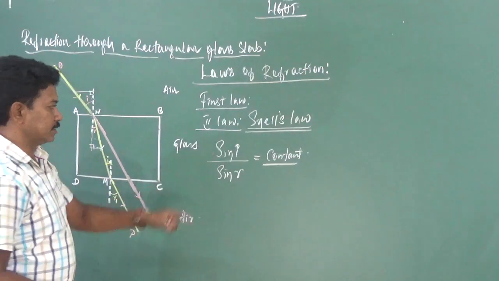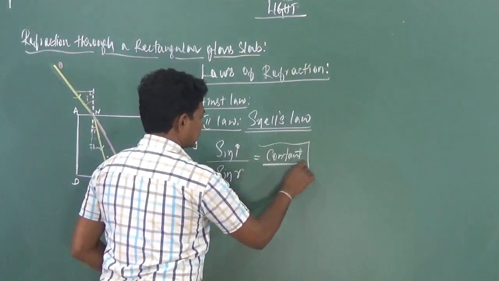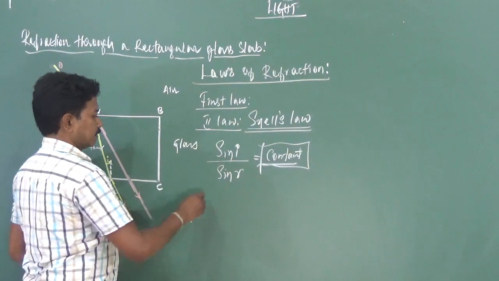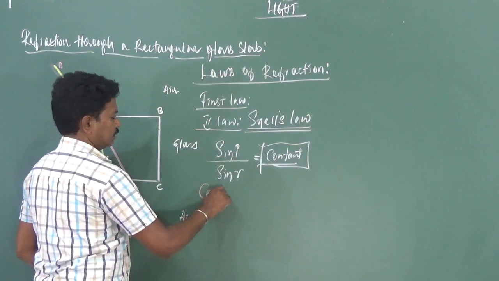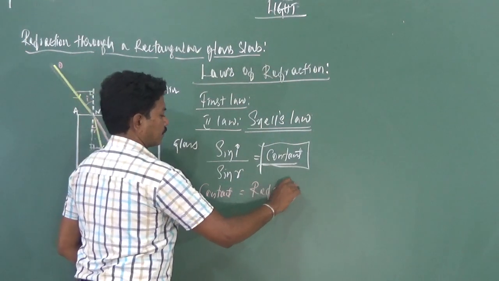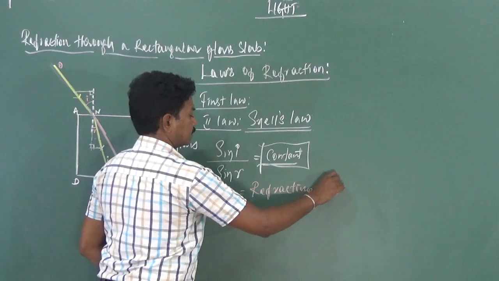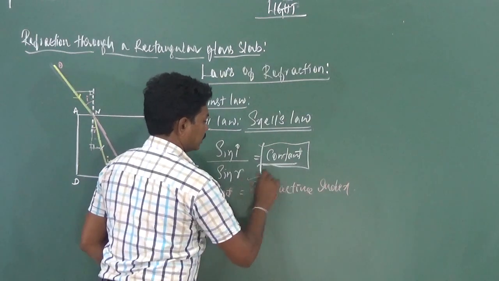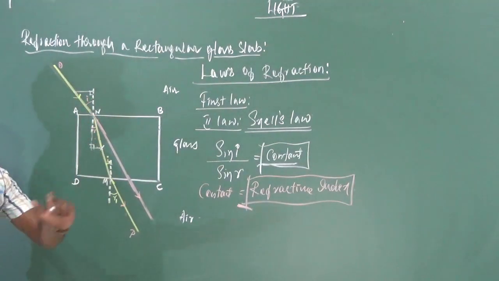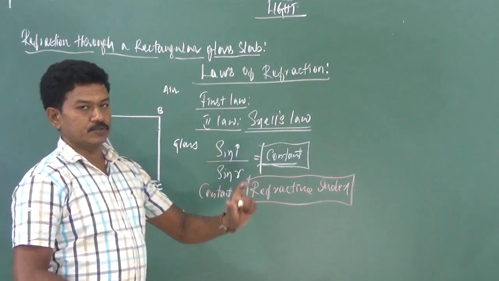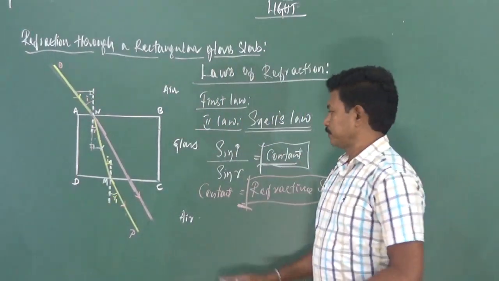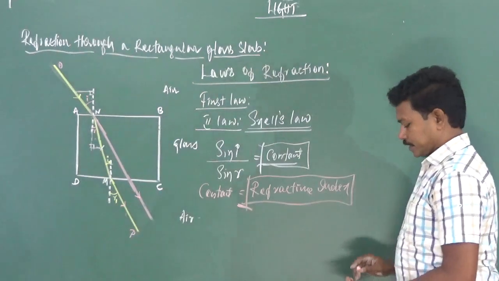Sin i by sin r is called, I told you this is a constant. So what is that constant called? This constant is called the refractive index. It's a very important word. You have to listen to me very, very carefully now, because I am passing through a very delicate part of optics, that is ray optics. So this constant is called the refractive index.